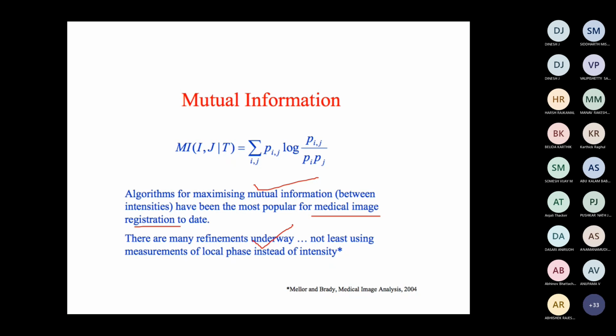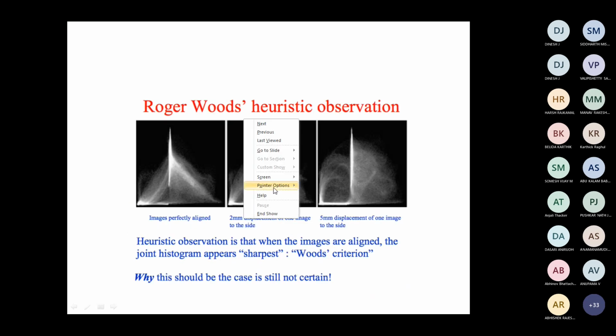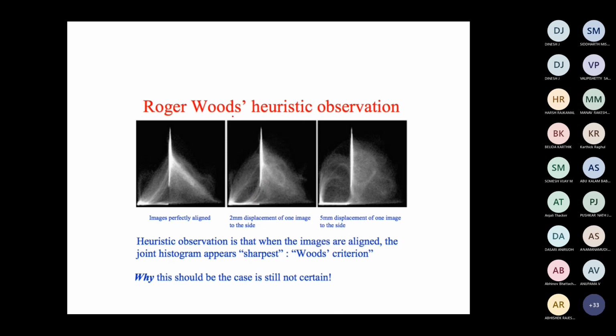Some advancements are happening in this also. If we have PI as the original information, then PIJ log PIJ by PIPJ. This is the mutual information that we are trying to identify for I and J. And then a heuristic informed observation given by Roger Woods: when the images are aligned, the joint histogram will appear sharpest. So this is also known as Woods criterion.